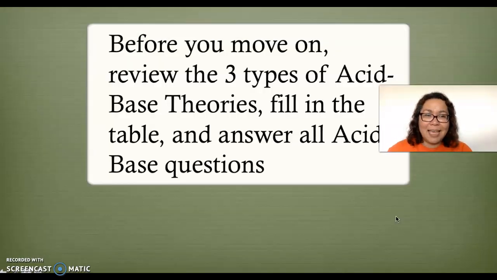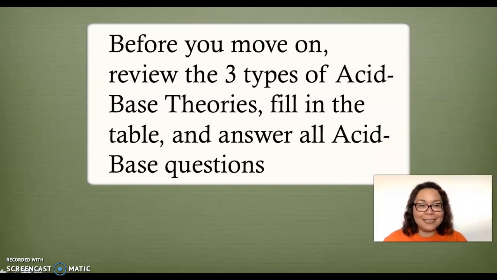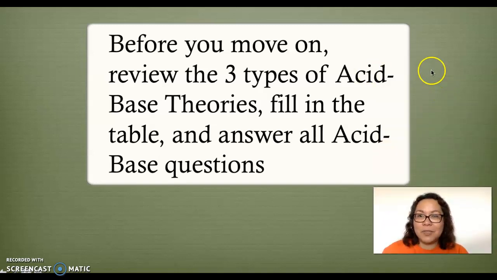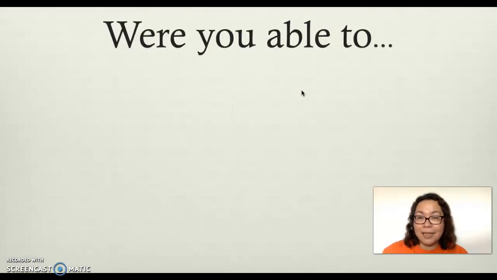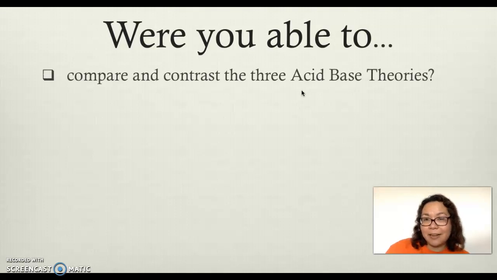Okay? And before we move on to the next part of this chapter, I want you to review the three types of acid-base theories, fill in the table, and answer all the acid-base questions in the assignment. And if you were able to compare and contrast the three acid-base theories, then you have satisfied this objective for this part of the lesson.